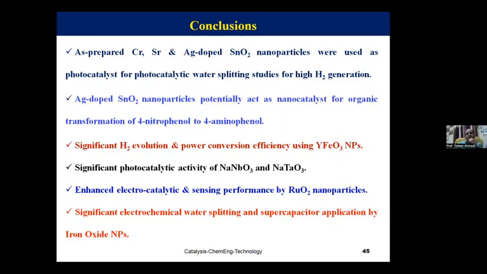electrolysis as well as the degradation of dyes, and enhanced electrocatalytic and sensing performance was observed using ruthenium oxide nanoparticles, and by the co-precipitation method iron oxide nanoparticles were obtained, which show significant electrochemical water splitting and supercapacitor application.